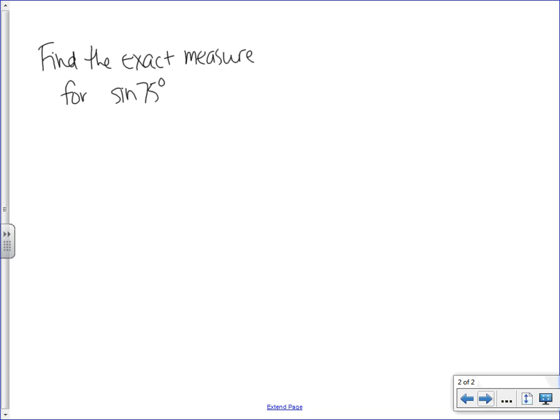So what we're going to do is get really creative. I'm going to take the sine of 75 and rewrite it using things that I do know how to find the sine of and using the sum or difference formula. For instance, isn't it true that I can rewrite 75 as 45 plus 30? Right, 75 is just 45 plus 30.